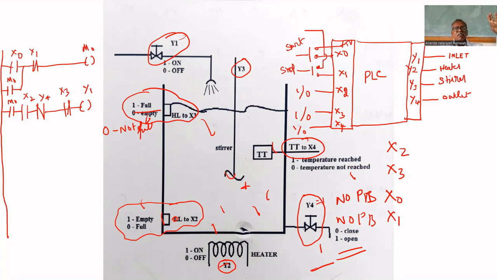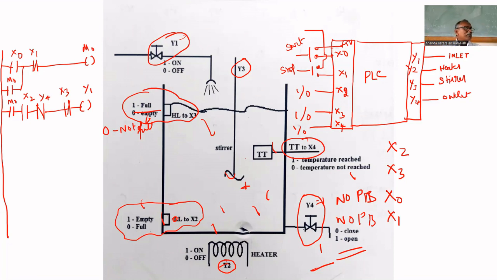M0. That means the program is turned on. X2 means the tank is empty. Y0 bar means the outlet valve is closed. Next one is X3, tank is not yet full. These are all required to turn on Y1. We turned on Y1. Now the tank starts filling.